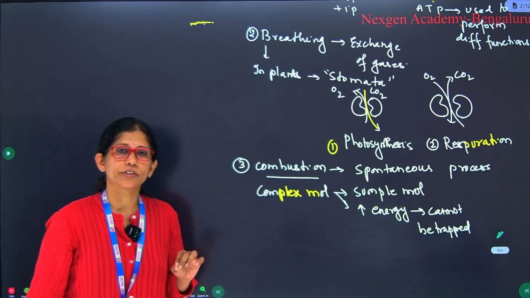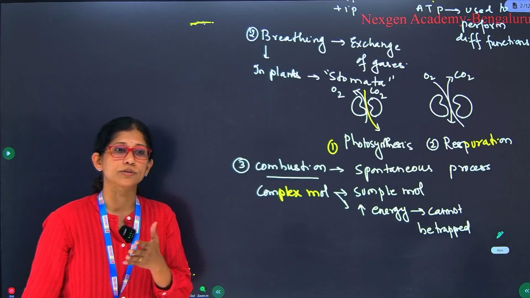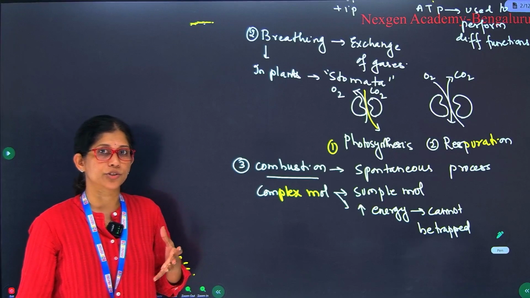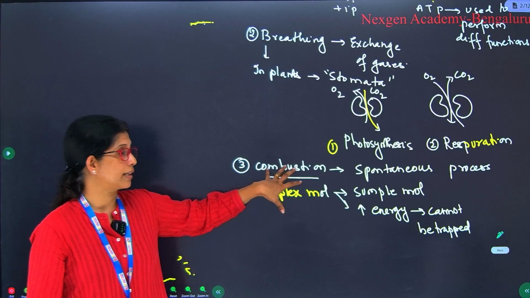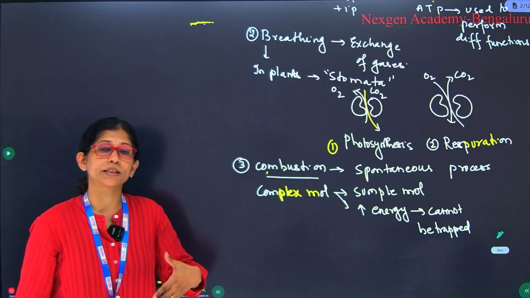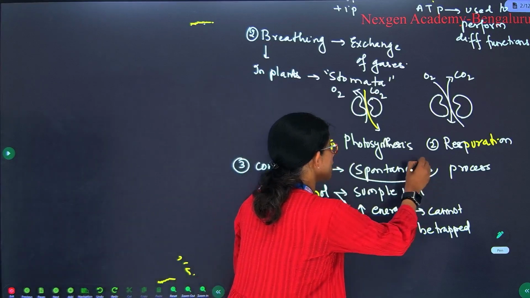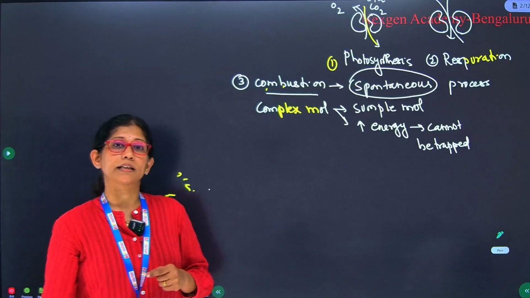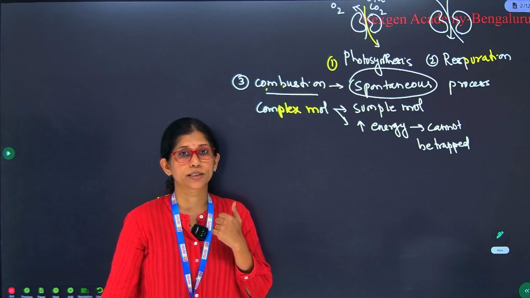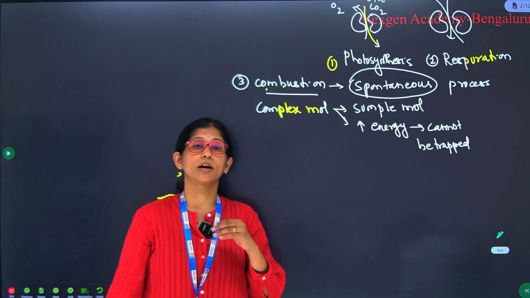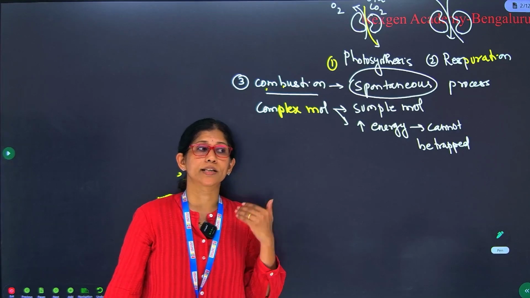So the primary difference between respiration and combustion is this: although both are breakdown of complex molecule into simple molecule, and both release energy, respiratory energy can be trapped and used to form ATP, whereas the combustion energy that is released cannot be trapped and cannot be formed into ATP. The reason being it is a very fast process. So we can safely say that respiration is a very slow, step-by-step process which is required for the survival of all living organisms, because it helps to release a lot of energy.